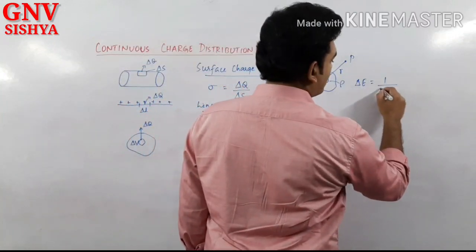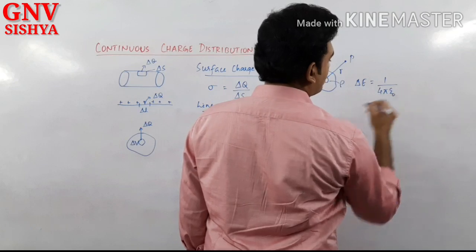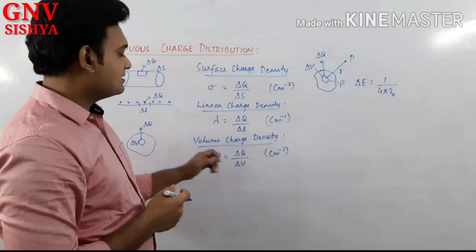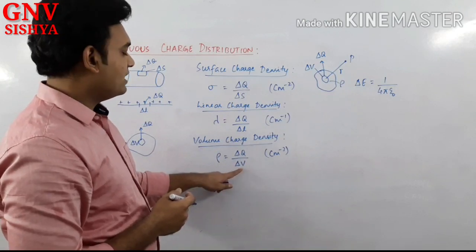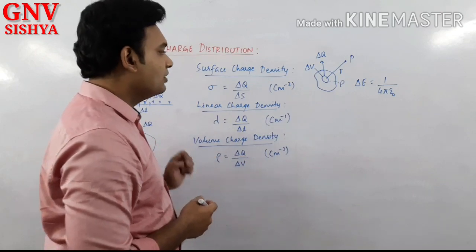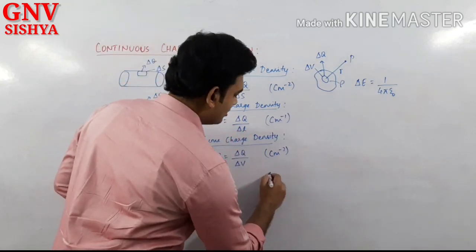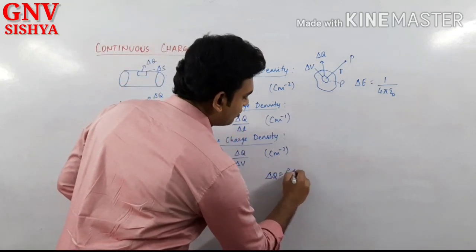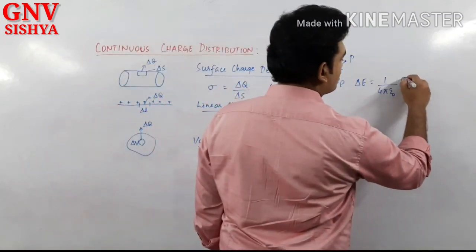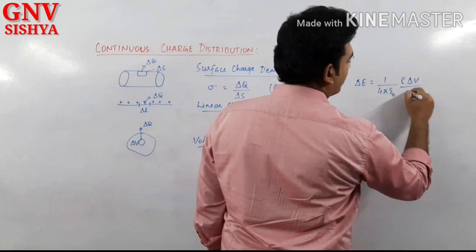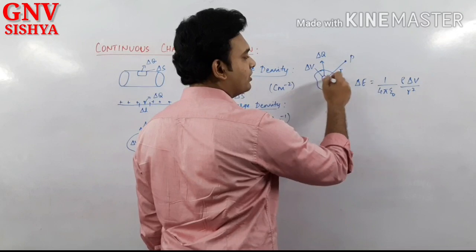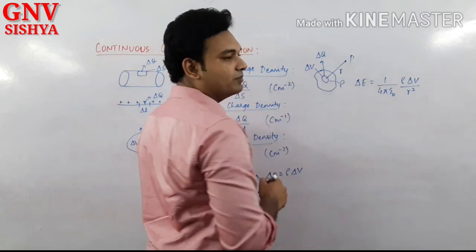Okay, so 1 by 4 pi epsilon naught. Instead of charge, we are going to take in terms of volume charge density. Therefore del V will multiply to the other side, and we will have it as rho del V. So del Q will be rho del V. Let me write it here. Del Q will be rho del V from this equation. So we can substitute as rho del V divided by r square, where r is the distance between the center of this volume and point P.